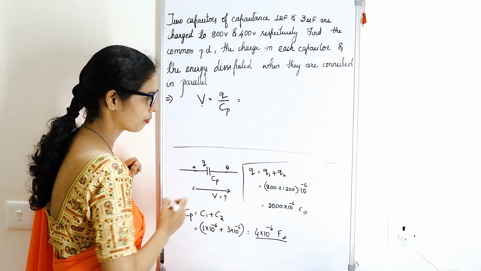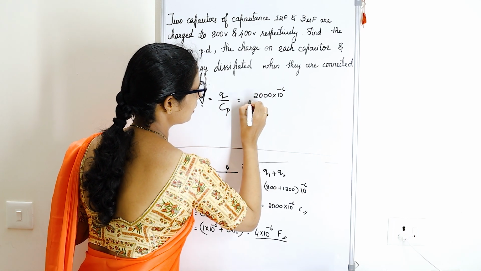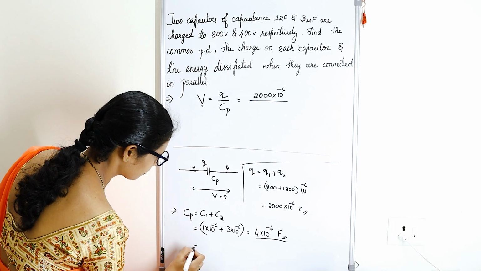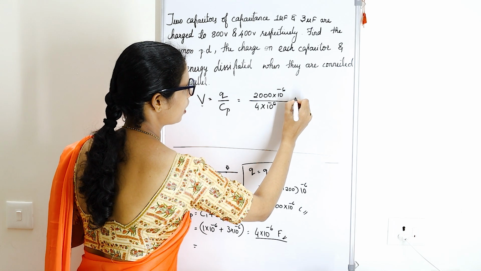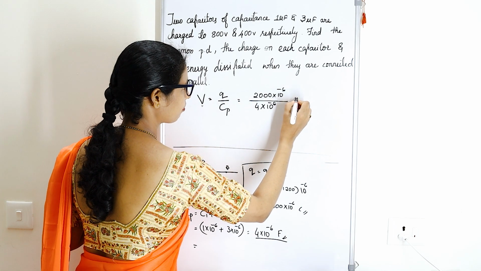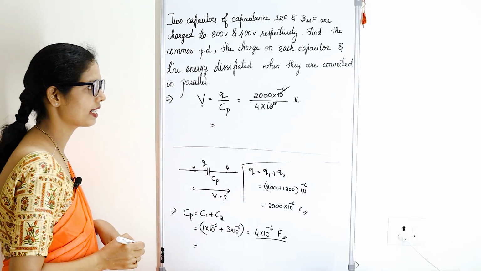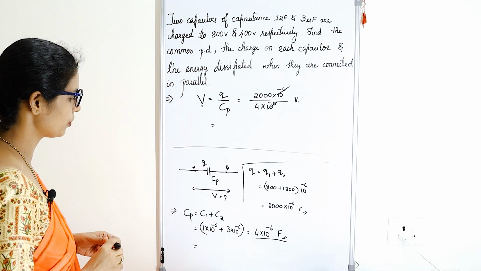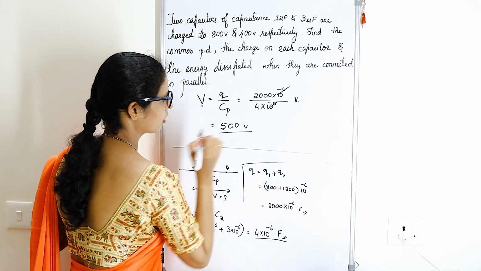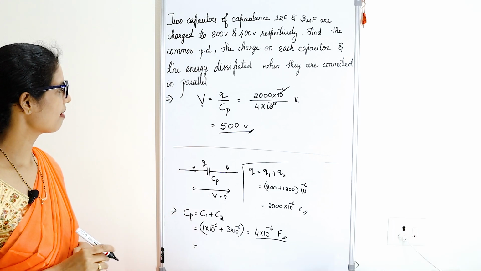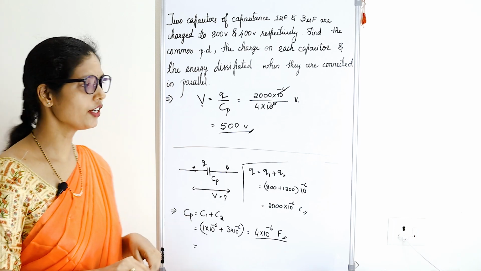So that equals 2000 into 10 to the power of minus 6 divided by 4 into 10 to the power of minus 6. Now 10 to the power of minus 6 gets cancelled out. So what is the value you have got here? It is 500 volt, right? So it is 500 volt. Now 500 volt is the common voltage.